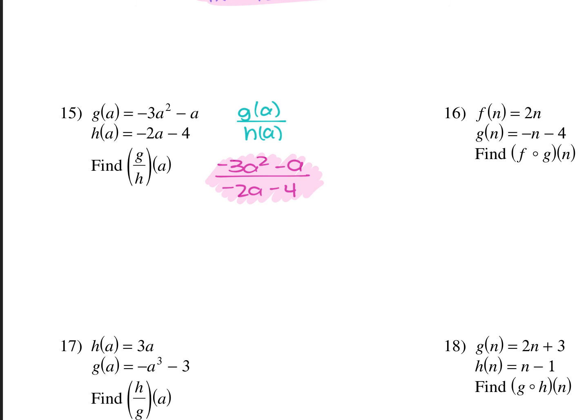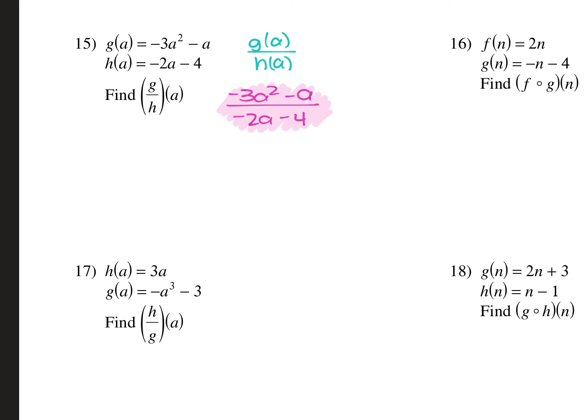17 is just like 15, where you're doing h over g of a. So h of a in this case is 3a. g of a is negative a cubed minus 3. We're doing h of a over g of a. So this is just going to give us 3a over negative a cubed minus 3.